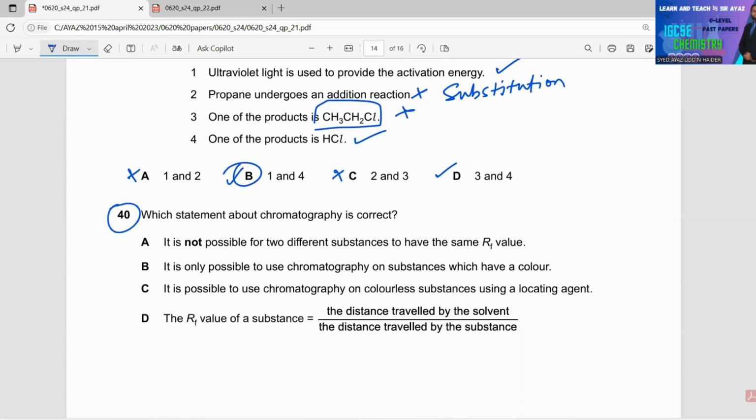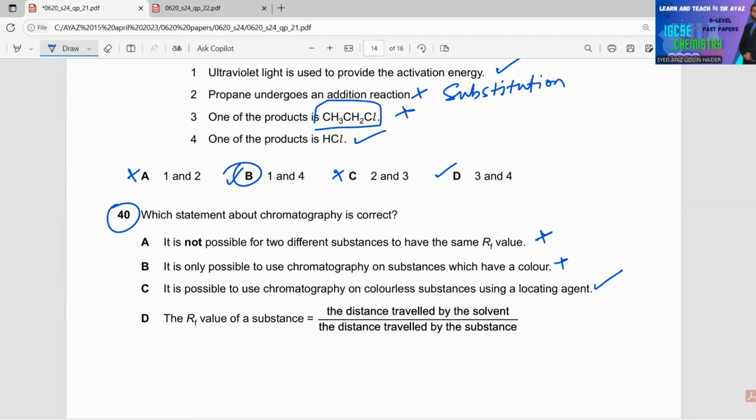Last MCQ, number 40. Which statement about chromatography is correct? A, it is not possible for two different substances to have the same RF value. This is incorrect, because it is possible that two different substances may have the same RF value. B, it is only possible to use chromatography on substances which have a color. This is also incorrect. We can use a locating agent for colorless substances. C, it is possible to use chromatography on colorless substances using a locating agent. This is the right statement.